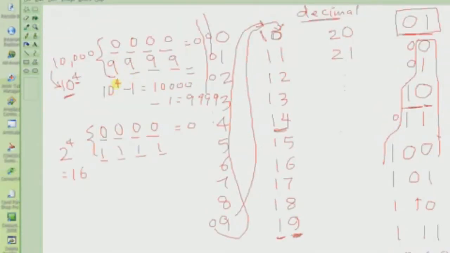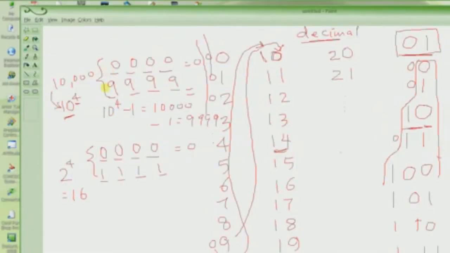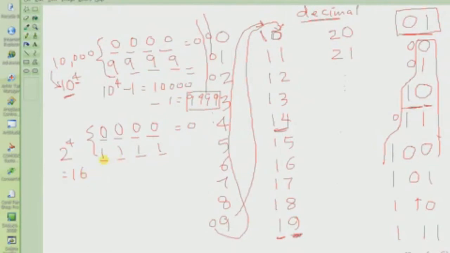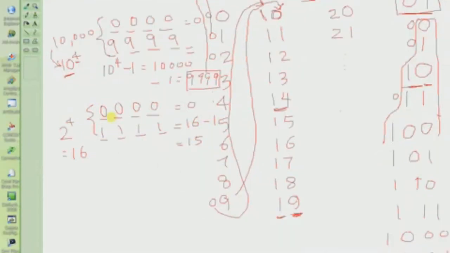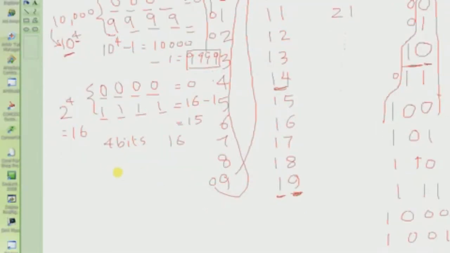And what is the largest number? It was 10 to the power 4 minus 1 for decimal; the same here, the total number of numbers minus 1, because we started from 0. It was 9999. The same way here, this number represents 16 minus 1, which is 15. So we can write from 0 to 15 if we are given 4 binary locations or 4 bits. If we are given 4 bits, we can represent 16 numbers.